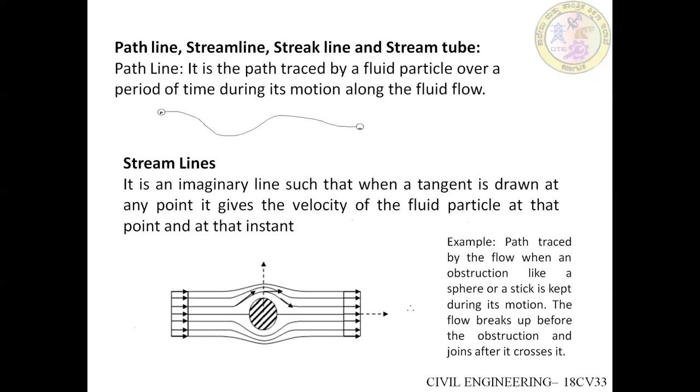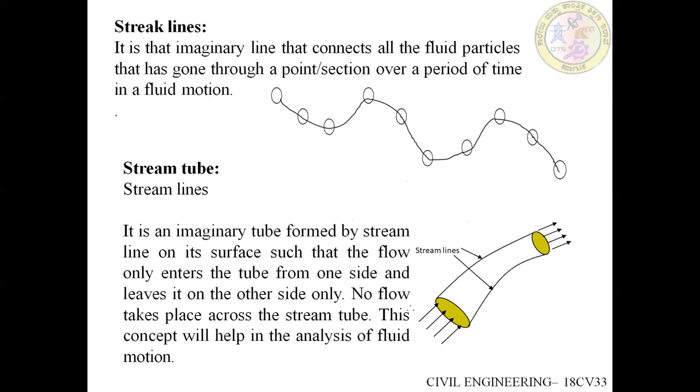Next is path line. It is a path traced by the fluid particle over a period of time during its motion along the fluid flow. Next is streamline. It is an imaginary line. When a tangent is drawn at any point, it gives the velocity of the fluid particle at that point. Next is streak line. It is an imaginary line that connects all the fluid particles that have gone through a point over a period of time in a fluid motion.